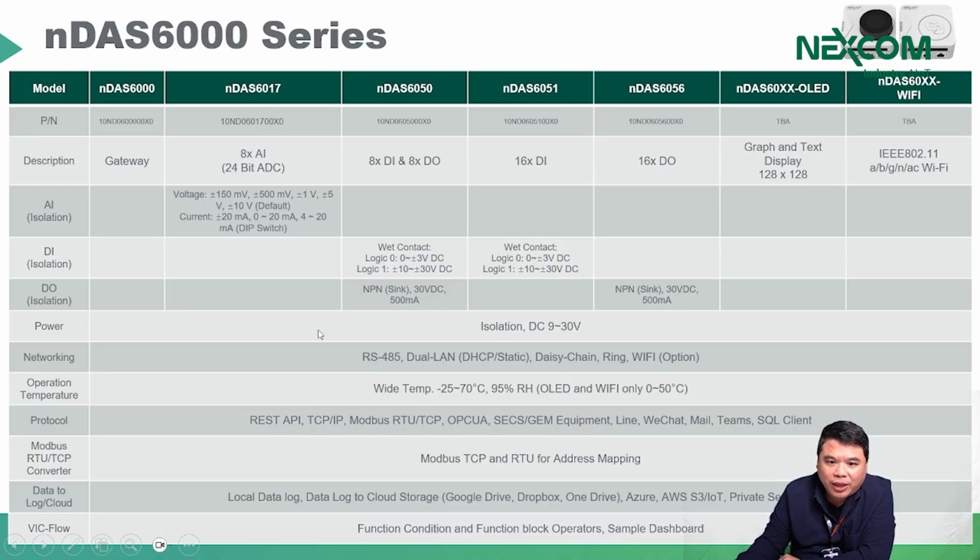And the power, we also design with isolation, and DC 9 to 30. This one is very important. If your module is without OLED, power consumption is below 3 watts. If with OLED, power consumption is below 5 watts. So maybe you can use a car battery because of the very low power consumption.